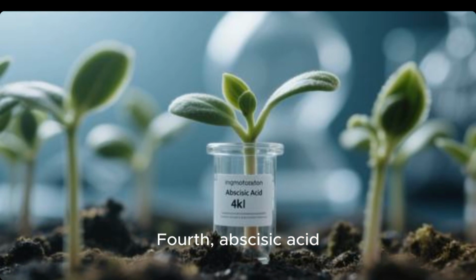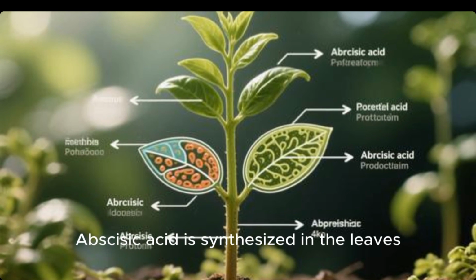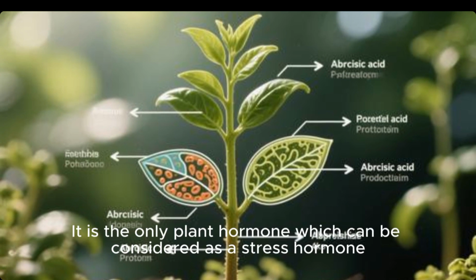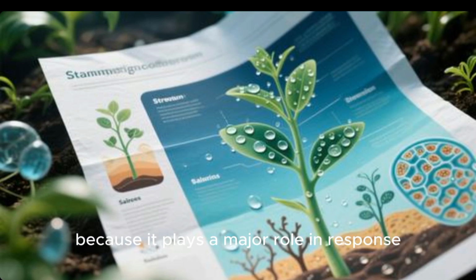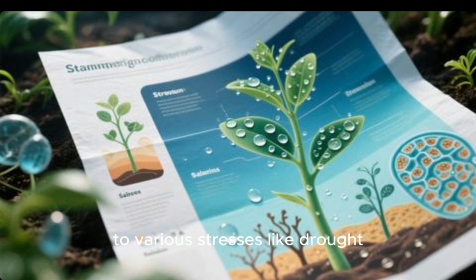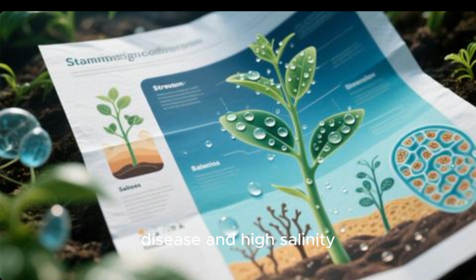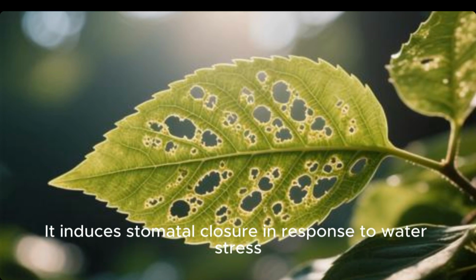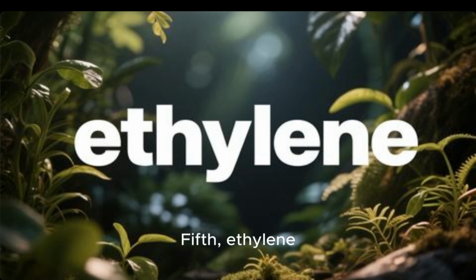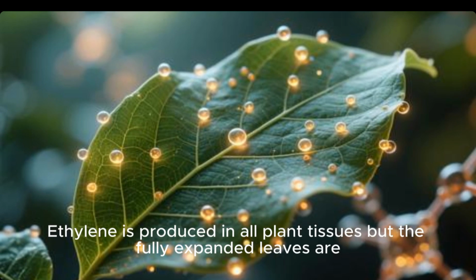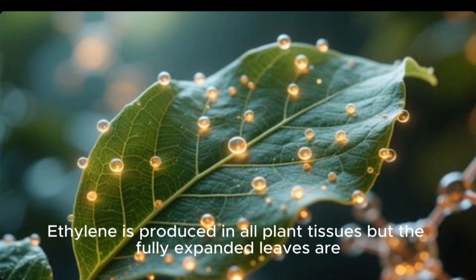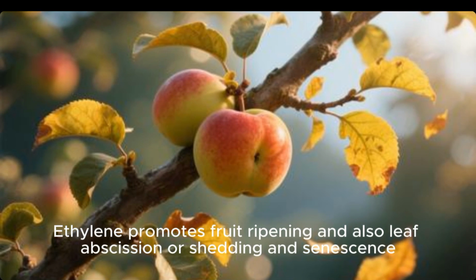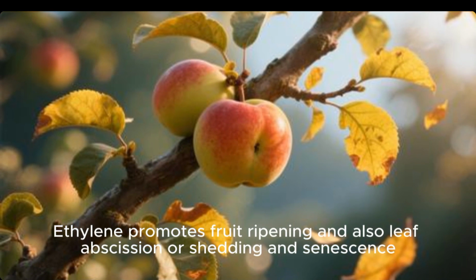Fourth, abscisic acid. Abscisic acid is synthesized in the leaves, stems, roots, and fruits. It is the only plant hormone which can be considered a stress hormone because it plays a major role in response to various stresses like drought, disease, and high salinity. ABA promotes seed and bud dormancy. It induces stomatal closure in response to water stress. Fifth, ethylene. Ethylene is produced in all plant tissues, but the fully expanded leaves are the major sites of its production. Ethylene promotes fruit ripening and also leaf abscission or shedding and senescence.